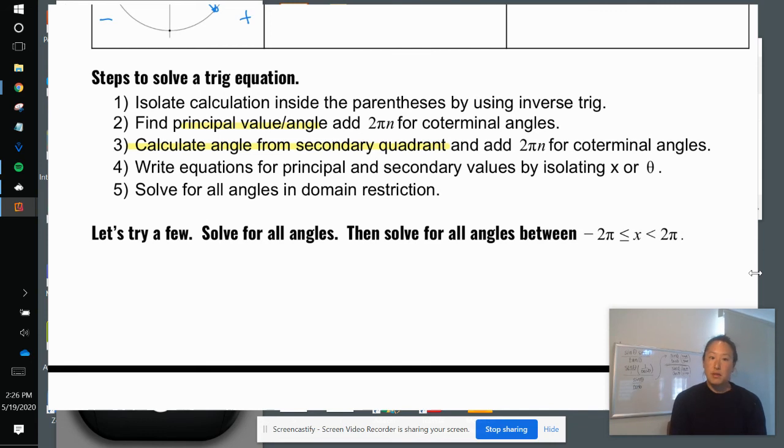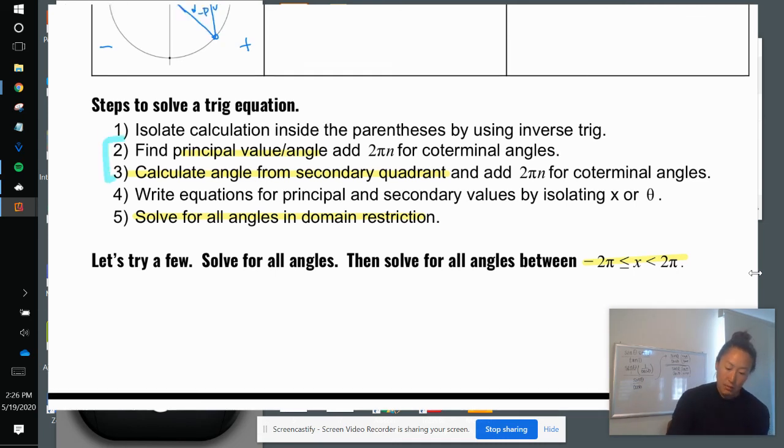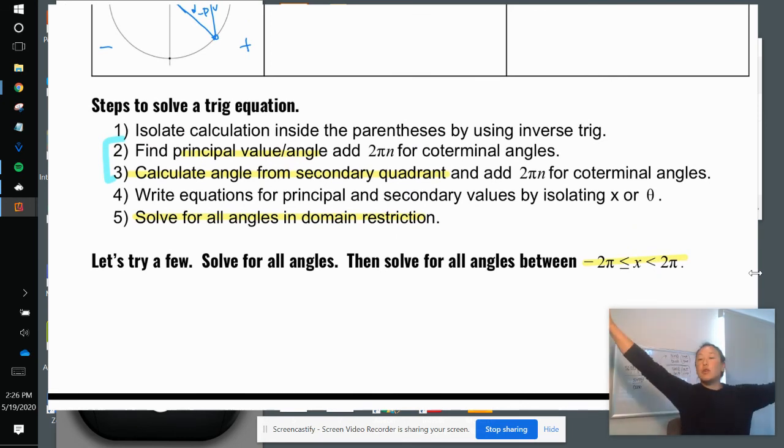And then sometimes we have to do steps 4 and 5 where maybe there's some more isolating we need to do. And then if your equation gives you a domain restriction, like -2π is less than or equal to x and x is less than 2π, then we actually have to list out all the possible answers. Right now, steps 2 and 3 will give you all possible solutions if there were no restrictions on your graph. Okay, so I am going to pause there and we're going to do examples next.